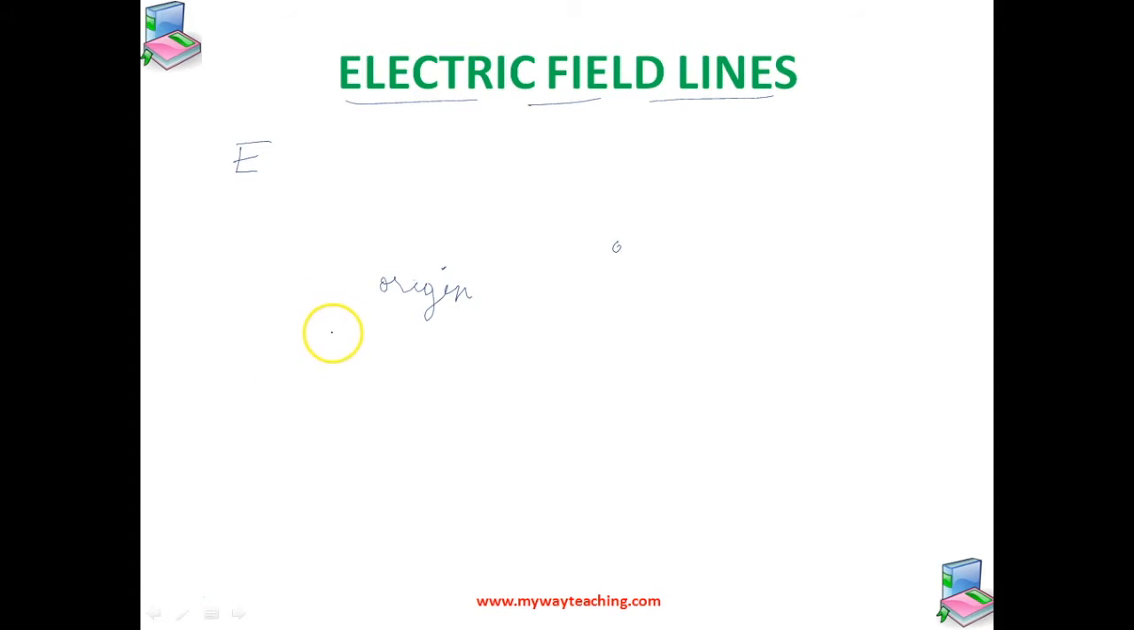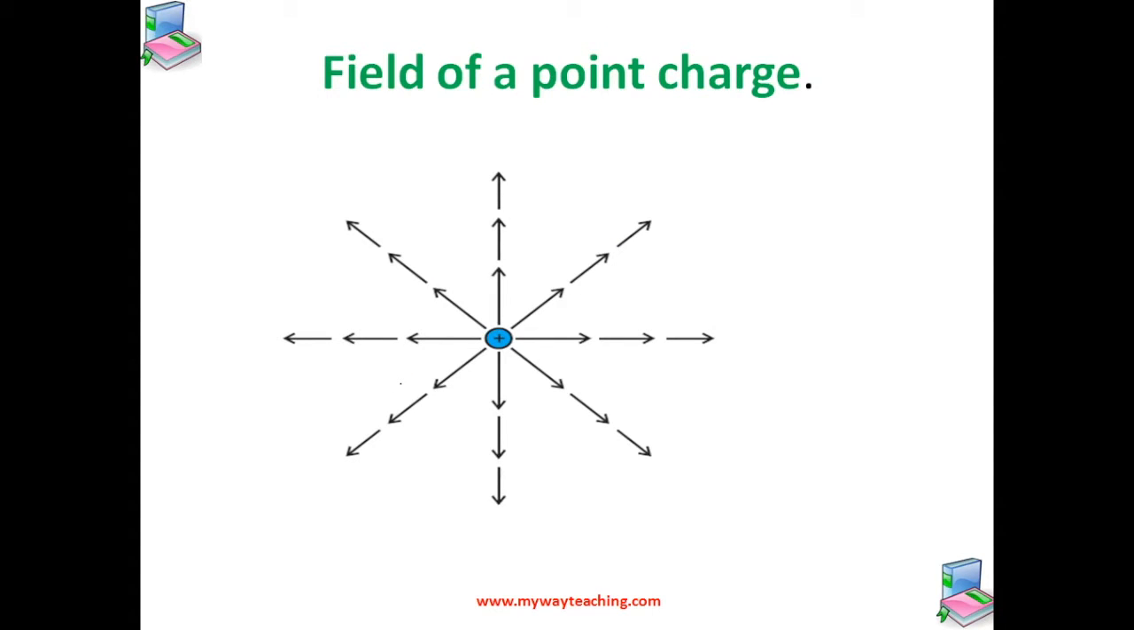Okay, then the magnitude of electric field at a point decreases inversely as the square of the distance of that point from the charge, and the vector gets shorter as one goes away from the origin, isn't it? And it is always pointing radially outward. You can see that in this particular figure.